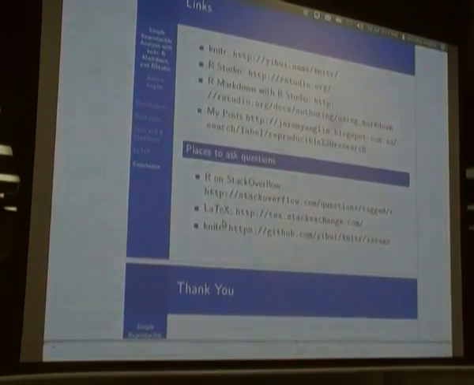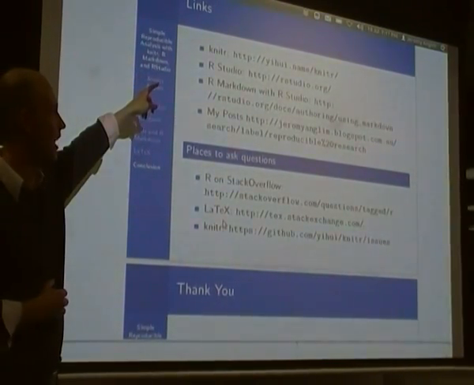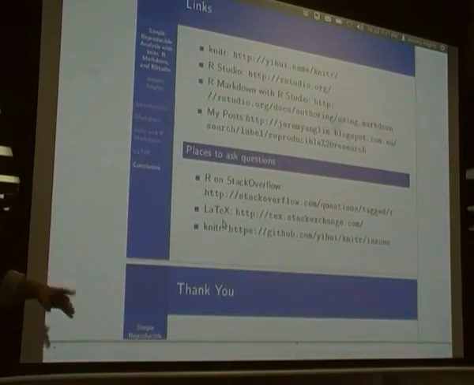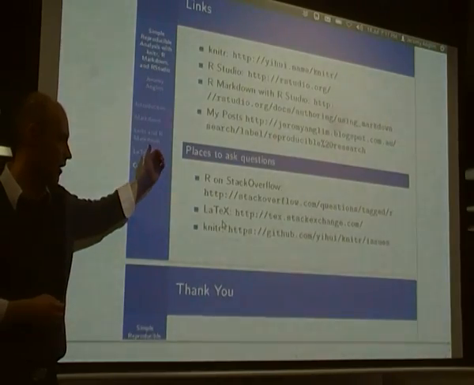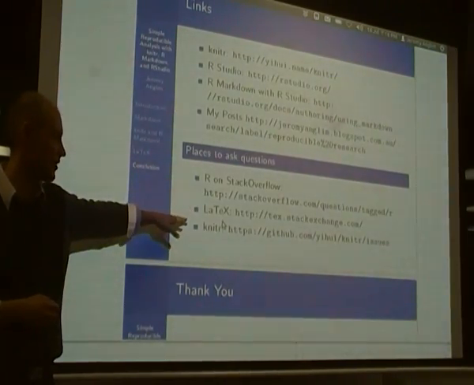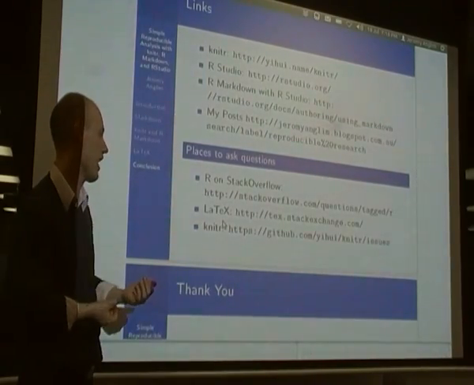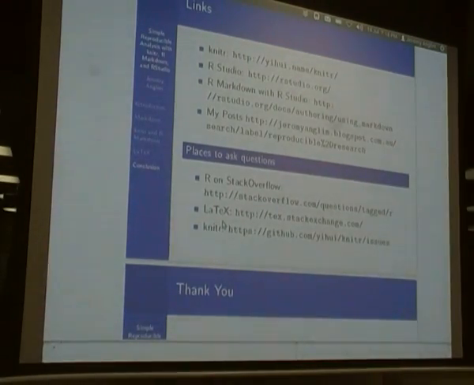In terms of where to find out more, the knitr website has a huge number of examples and resources. RStudio's there if you want to learn about R Markdown. I have a few posts on reproducible research, and if you have questions about this sort of stuff, R on Stack Overflow is really good. If you're interested in LaTeX, then TeX Stack Exchange is really good, and Yihui Xie is really responsive in terms of handling questions and issues you might have about using knitr. So there's the GitHub repository where you can post issues, questions, or problems, and so on. So yeah, that's my talk on R Markdown.